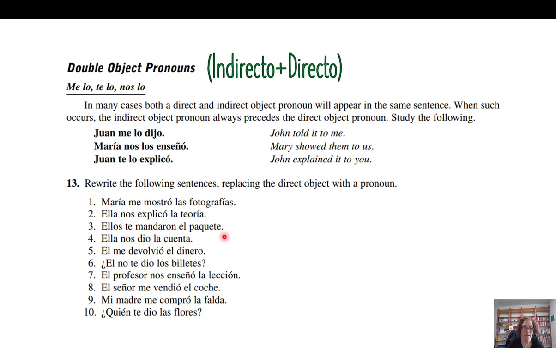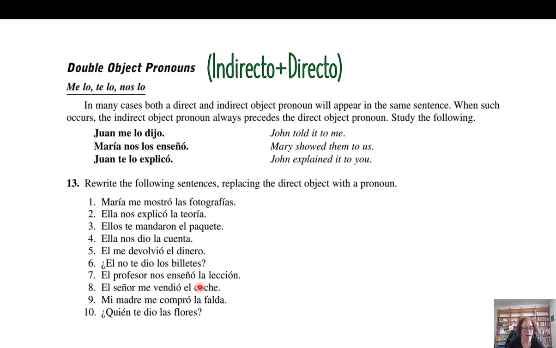Ellos te mandaron el paquete, ellos te lo mandaron, because it's it and it's masculine. Ella nos dio la cuenta, ella nos la dio. Él me devolvió el dinero, él me lo devolvió. Él no te dio los billetes, él no te los dio. No always in front of pronouns.